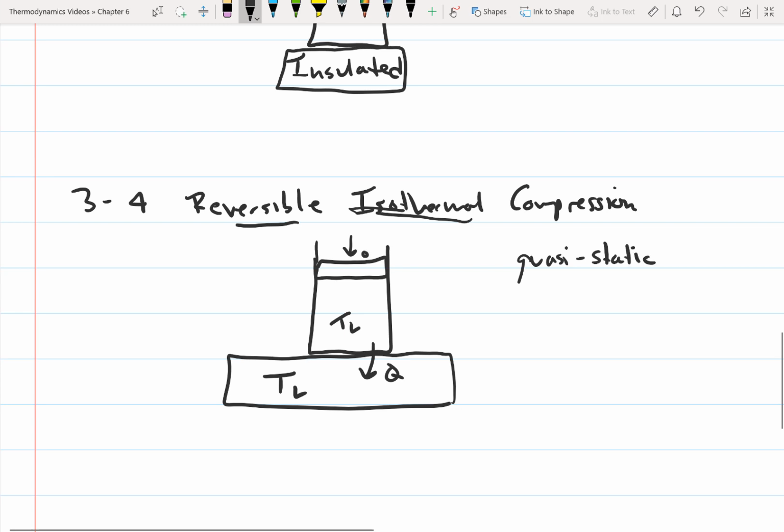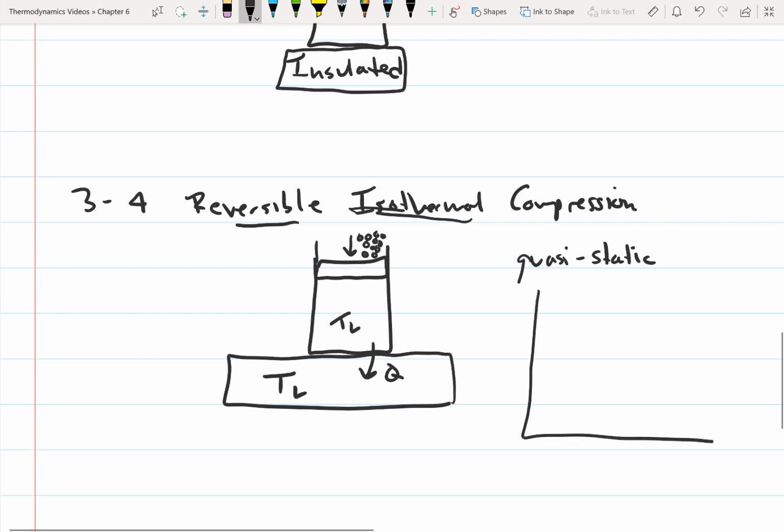So we can once again picture these pieces of sand on here, and since we're compressing the gas, what we're actually doing this time is adding one piece of sand at a time. So for this to be quasi-static, as we compress the gas, we're going to add one piece of sand. That's going to compress the gas by a tiny amount. The gas is going to heat up by a tiny amount, and a tiny amount of heat is going to be transferred out of the gas to maintain the temperature.